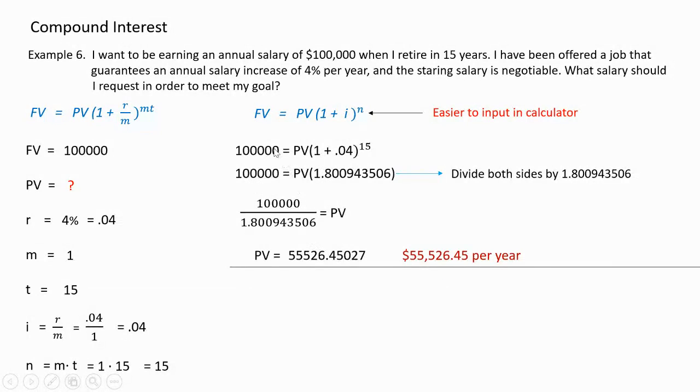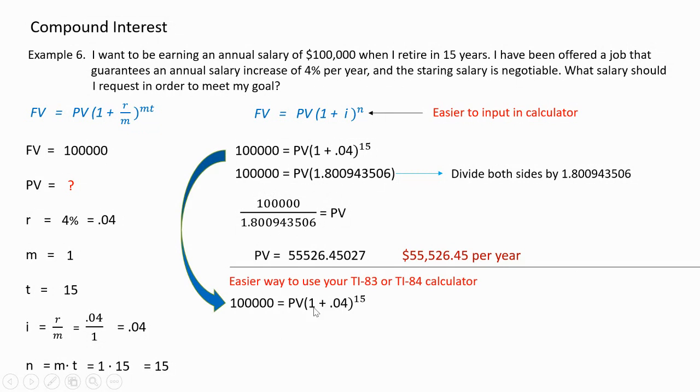Okay, now again, I'm going to show you how to use a calculator. That way you don't have to stop the calculator, because I believe here you have to stop it, clear it, and then put the 100,000 divided by the 1.80943506. So again, I want to show you how to use a calculator in a steady flow. And here we go. So we're going to start from here. First, we're going to enter 1 plus 0.04 close parentheses to the 15th power in the calculator. So this is what you should see.